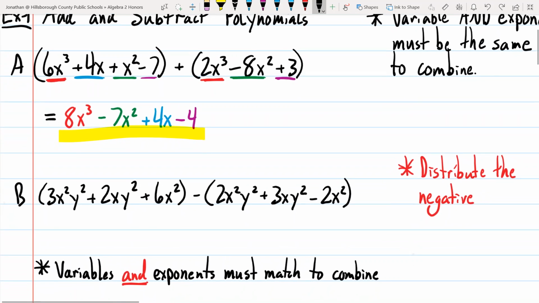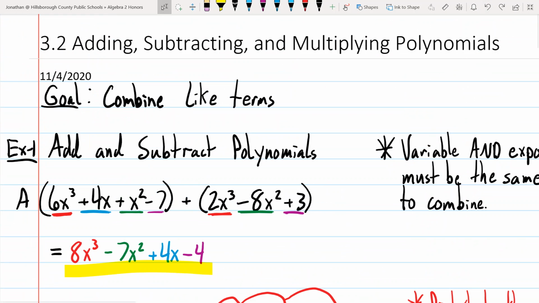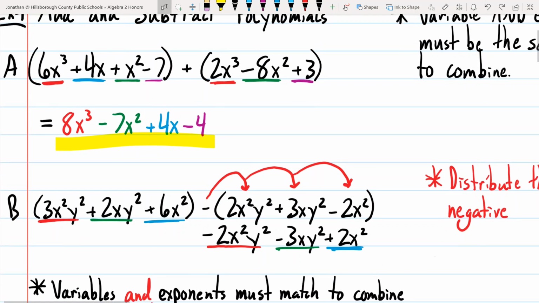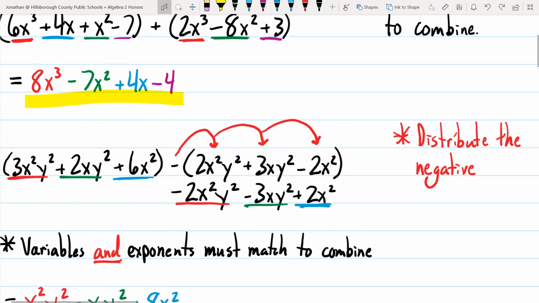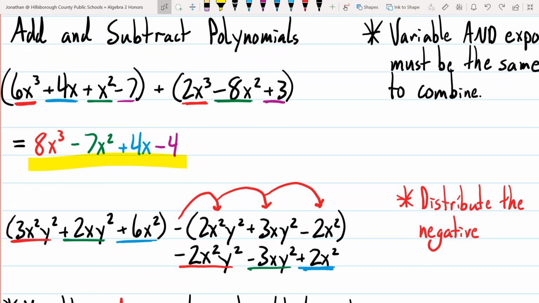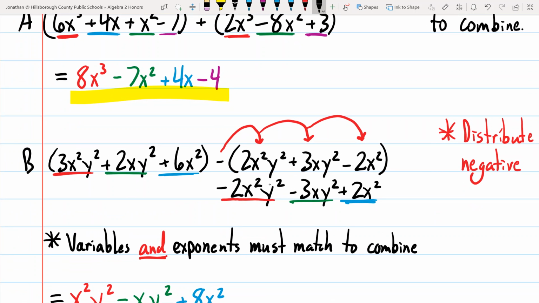Letter B. This is subtraction. What you must do before what we did for letter A, when we just combine them, is distribute the negative to every term next to the negative sign. We do not distribute a positive sign because that doesn't change anything. So now we have negative 2x squared y squared, negative 3x y squared, and plus 2x.